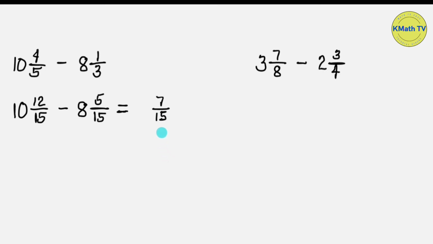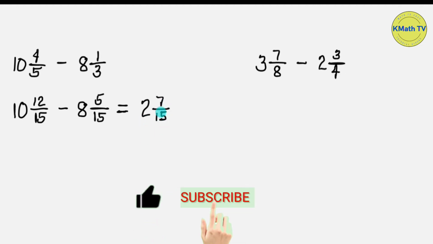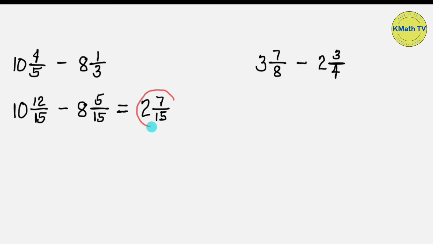Then, subtract also the whole numbers. 10 minus 8 equals 2. The answer is 2 and 7/15. The fraction 7/15 is already in lowest term because the numerator and the denominator do not have other common factor aside from 1. So, this is now the answer.